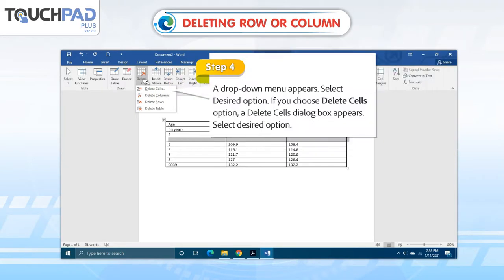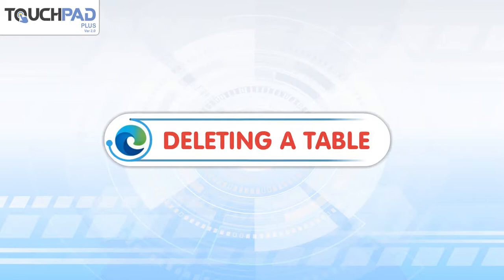Step 4. A drop-down menu appears. Select desired option. If you choose Delete Cells option, a Delete Cells dialog box appears. Select desired option.